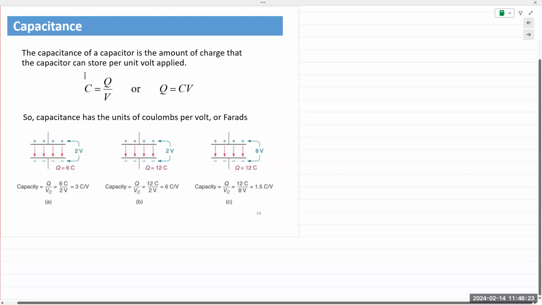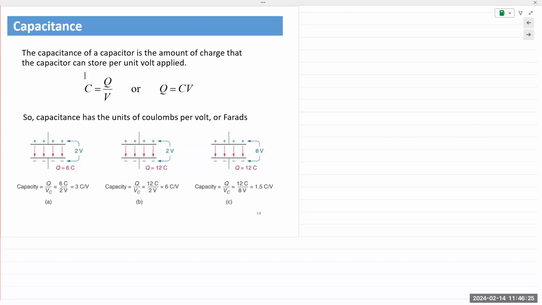If we take a look at the first one, we see that the capacitor stores 6 coulombs of charge for 2 volts applied. Means it has a capacity of 3 farads. So for every unit of voltage applied, it can store 3 coulombs of charge.